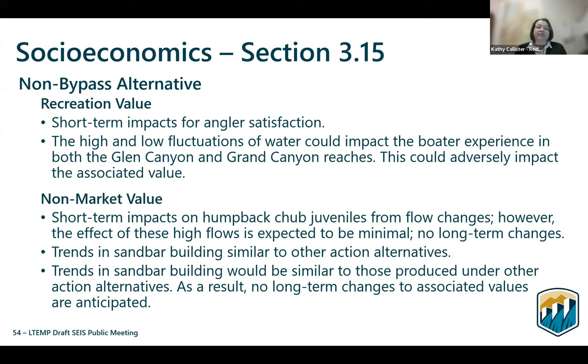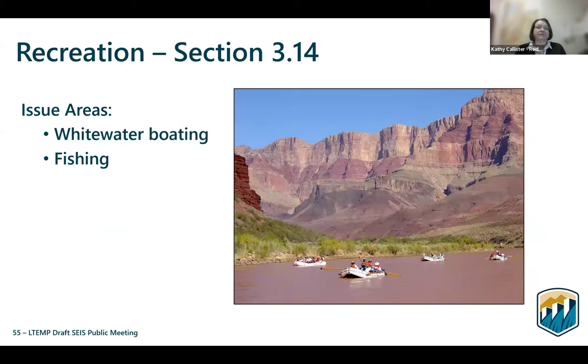Trends in sandbar building, and just for information, sandbars are often used for camping, are similar to the other action alternatives. As a result, there would be no long-term changes to associated values anticipated. All right.